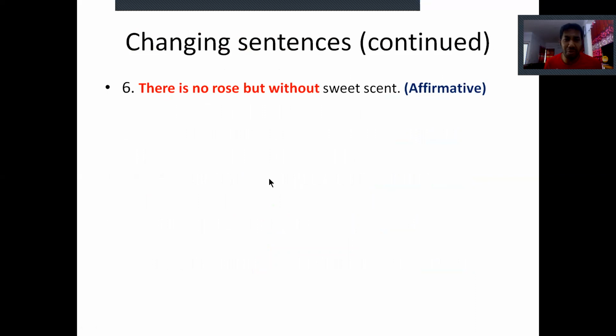Number 6, there is no rose but has sweet scent. You know that if without is used in our sentence, we make that sentence affirmative by using every plus noun and then the verb has. So I am making this sentence affirmative by using every plus noun. Here the noun is the rose. So it would read like every rose, then the verb has in place of without. Every rose has sweet scent.